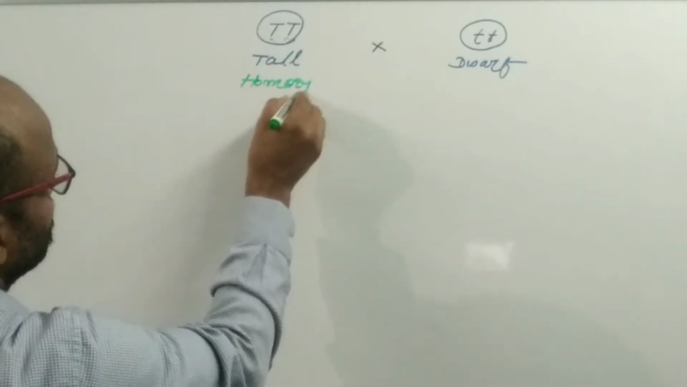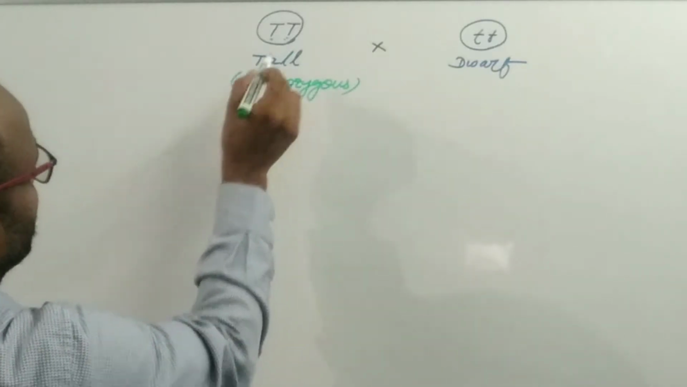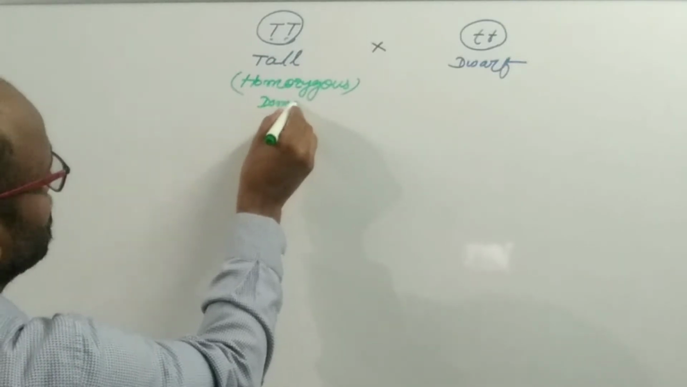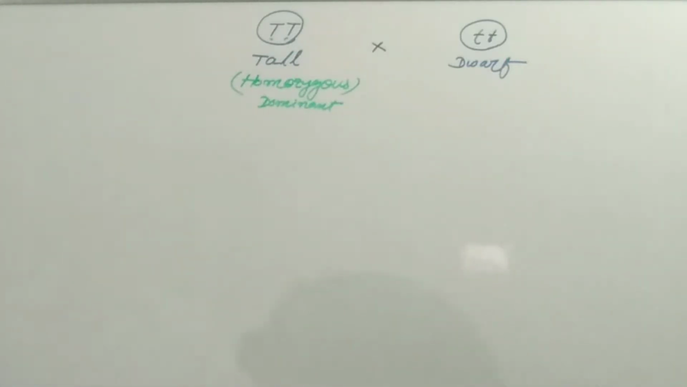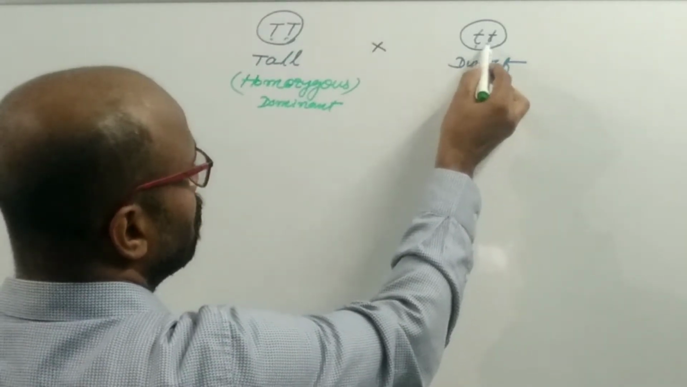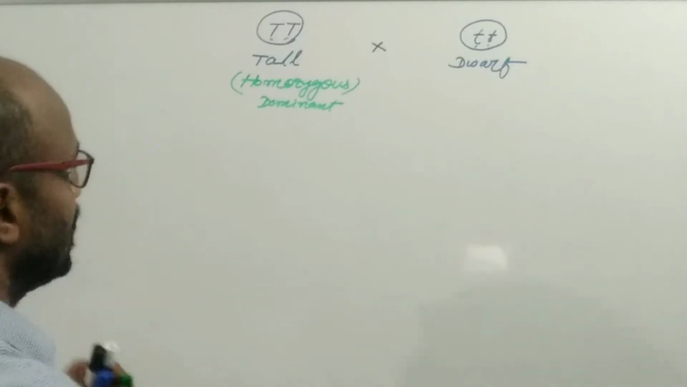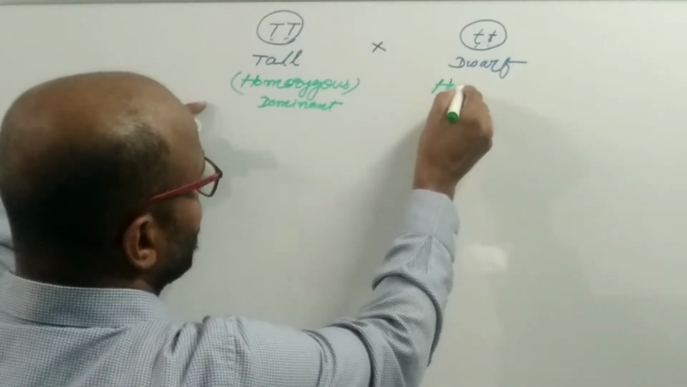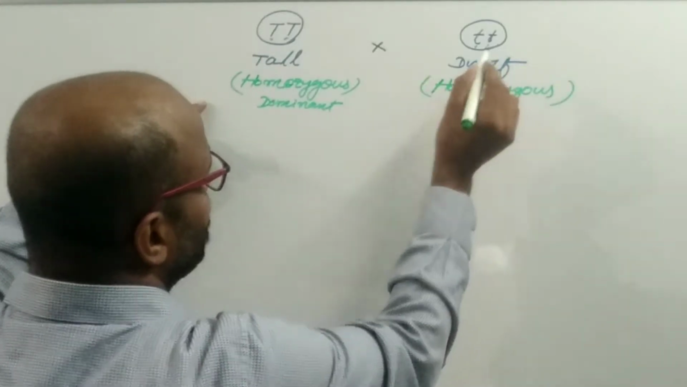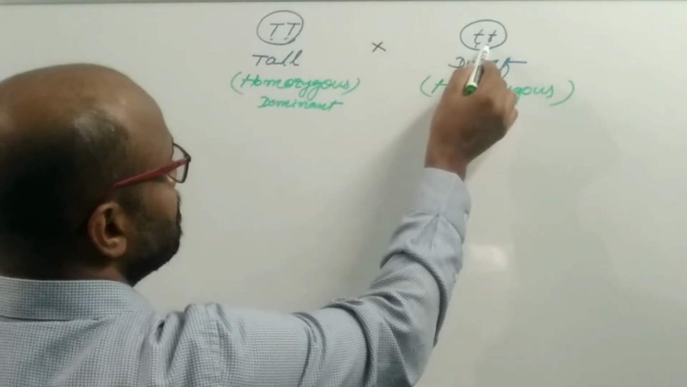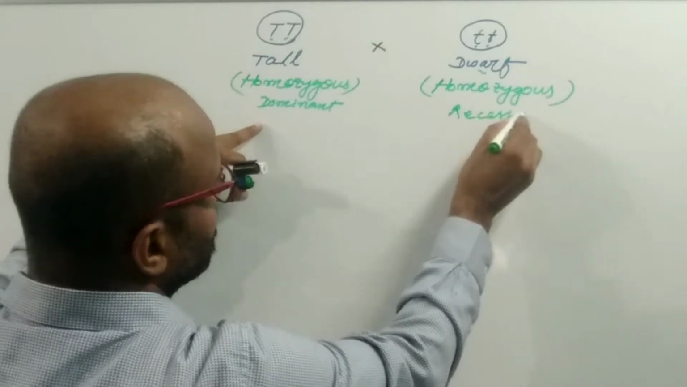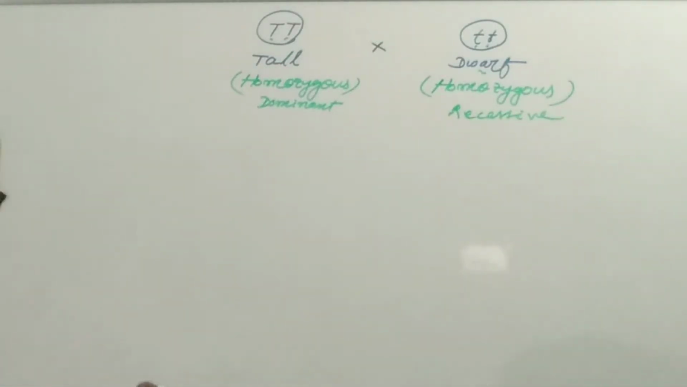This is homozygous dominant, because capital T is the dominant allele. In case of the dwarf plant, there is small t, small t. These are recessive alleles. Both recessive alleles are present here. That's why it is also known as homozygous. But here the expression is dwarf and this is the recessive allele, so this condition is homozygous recessive.